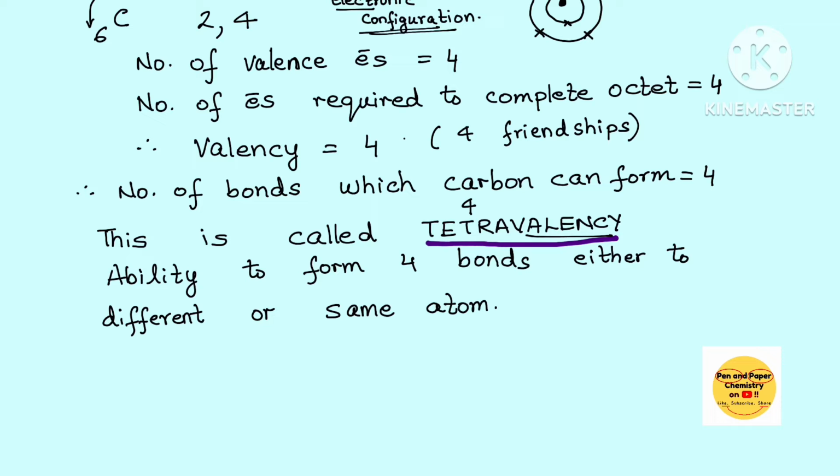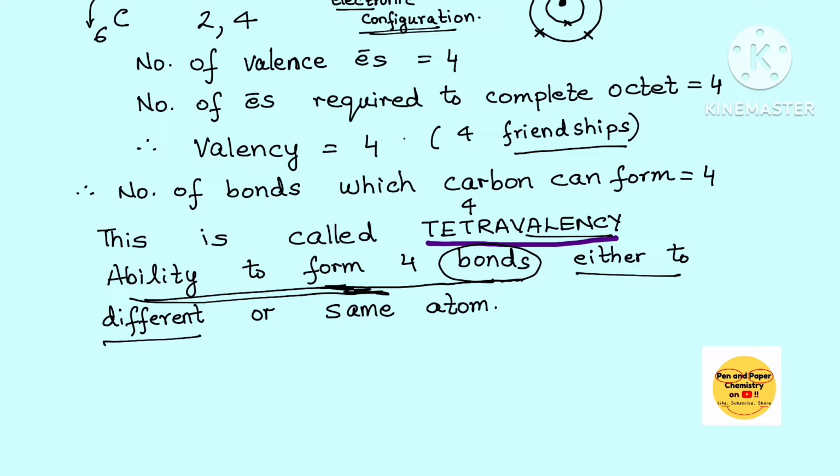How do we define it? It is the ability of an atom. Now, because that ability is not just for carbon, it could be for other atoms as well. So, the ability of an atom to form 4 bonds. In chemistry, for the word friendships, we say bonds. To form 4 bonds, either to different or to the same atom, is what we call tetravalency. I hope you are noting this down.